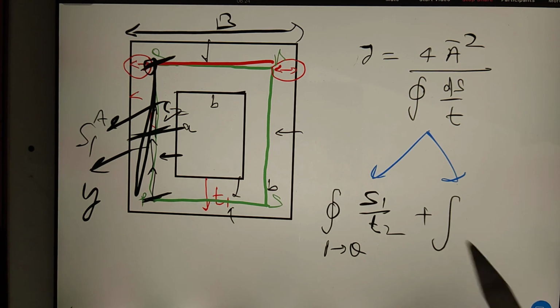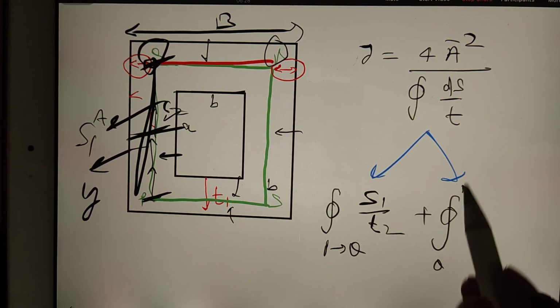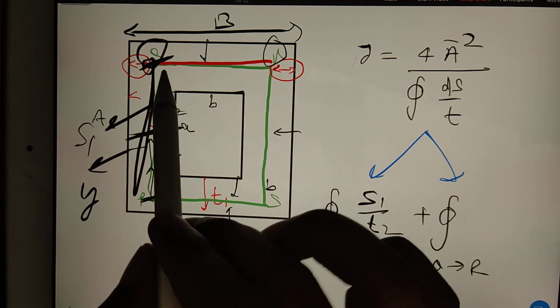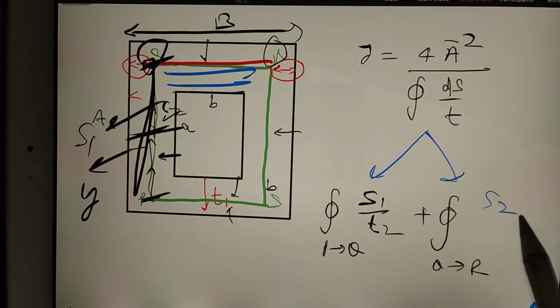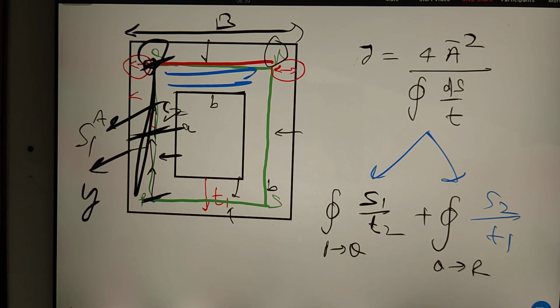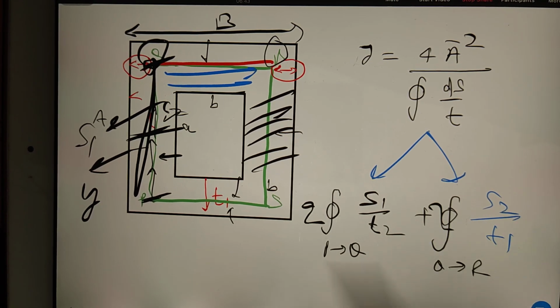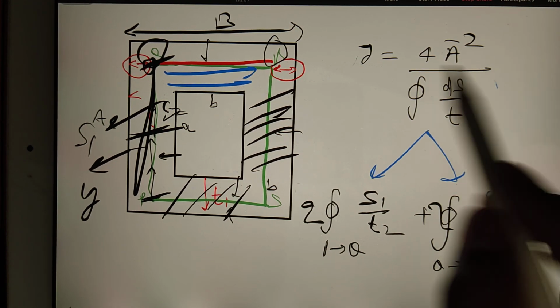Okay, and then again you put integration, cyclic integration, then q to r. So in q to r, you will move in this direction, then whatever is the length, suppose length is h2, and whatever thickness is t1, like this. And then you multiply 2 here, you will cover this part, and then multiply 2 here, you will cover this part. Okay, this bottom part, I hope you are being clear.